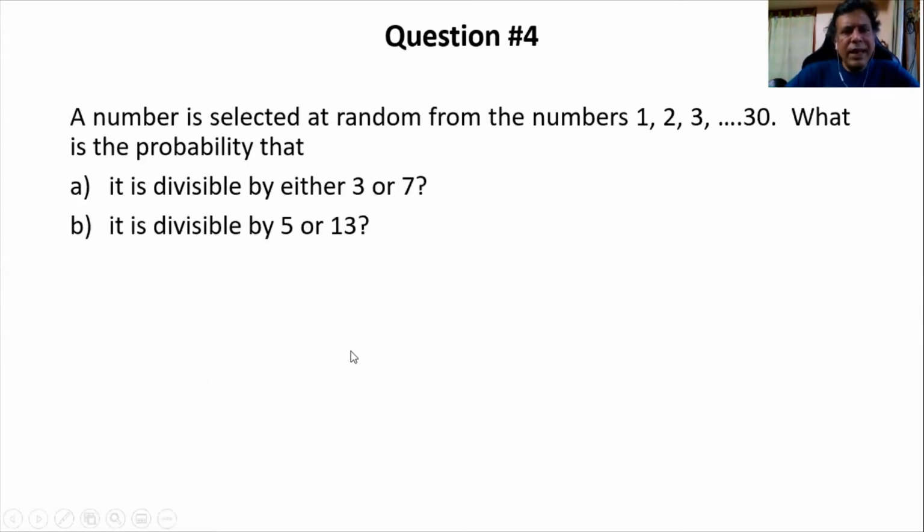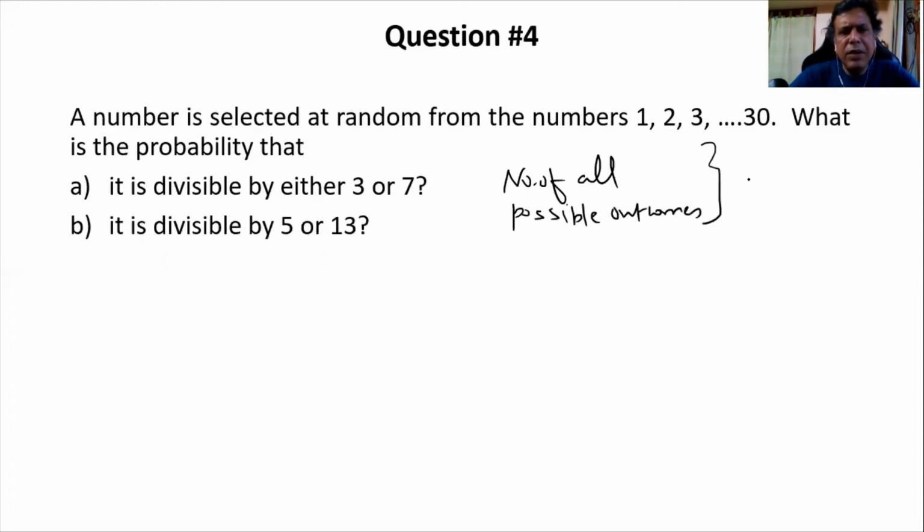A number is selected at random from the numbers 1, 2, 3 and so on up to 30. What is the probability that it is divisible by either 3 or 7? That is the first question. The second question is, it is divisible by 5 or 30. One thing is clear: the number of all possible outcomes.